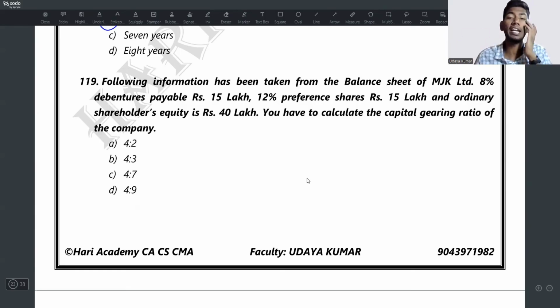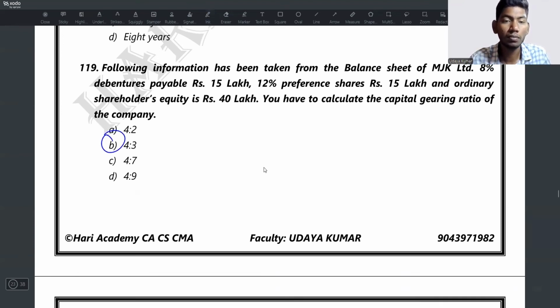What is the formula for capital gearing ratio? Fixed interest bearing capital, which is debt plus preference shares, divided by equity capital. What is the value of fixed interest bearing capital? Debentures 15 lakh, preference shares 15 lakh, which is 15 plus 15, 30 lakhs, divided by ordinary equity shareholders' funds, which is 40 lakhs. So 30 lakhs divided by 40 lakhs is 0.75. 0.75 is nothing but 3:4. Clear?